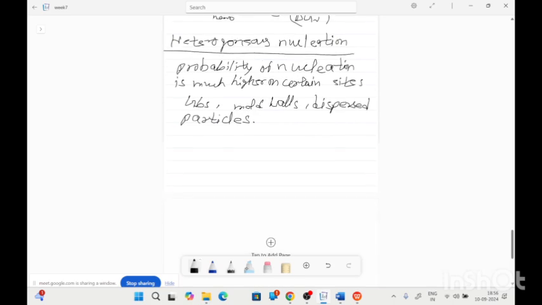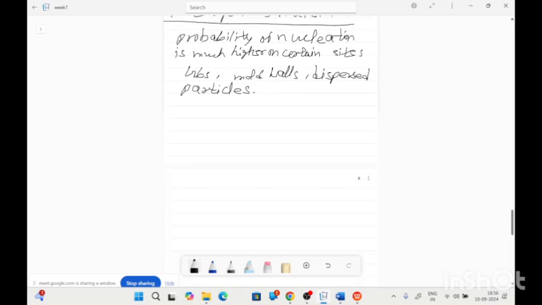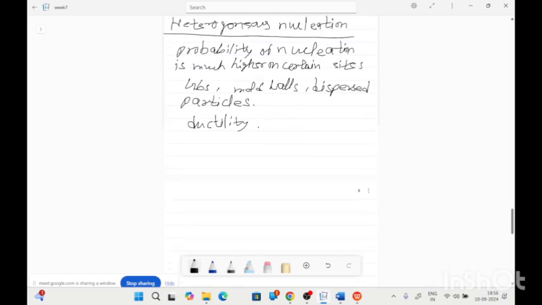The nuclei can also form on the intrinsic inclusions present in the melt, but that will reduce the ductility and toughness of the material. That's why heterogeneous nucleation on the intrinsic inclusions is not preferred.